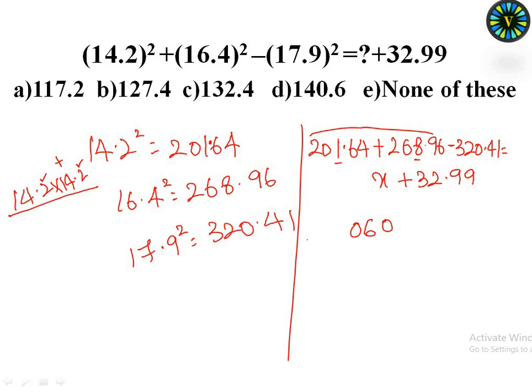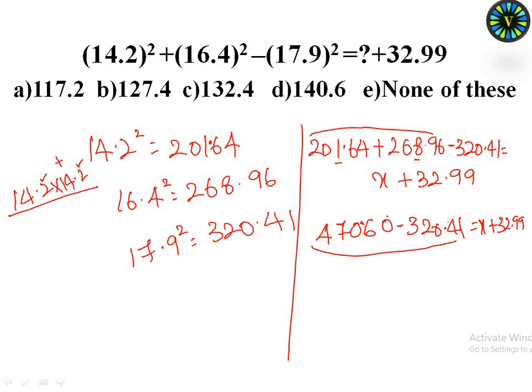Then 6 plus 0, which will be equal to 6, plus 1 is 7. Correct? So 2 plus 2 is 4. After how many digits do we have the decimal? After 2. So I am keeping that. Hence our answer will be 470.60 minus 320.41 is equal to x plus 32.99. Now what we need to do? We need to subtract. Clear?